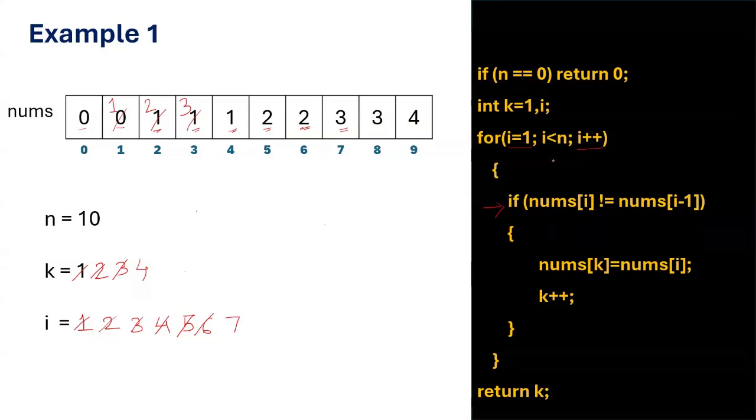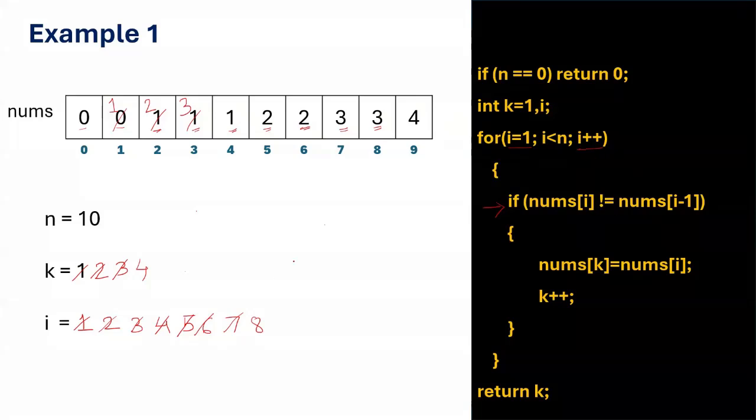Move on, will increase I. New value of I will be 8. I is still less than n. Again, we will check if condition. Number at ith position, that is 8th position. So number at 8th position is 3, and the previous element is also 3. So this condition is false.